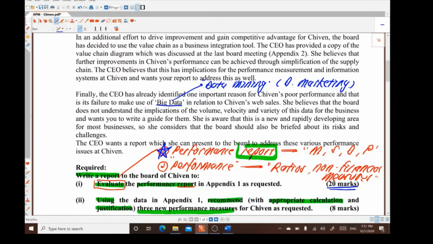She believes that the board does not understand the implication of the volume, velocity, and variety of data for the business, and wants you to write a guide for them. She is aware that this is a new and rapidly developing need for most businesses, and therefore she considers that the board should also be briefed about its risks as well as challenges. Okay, great.